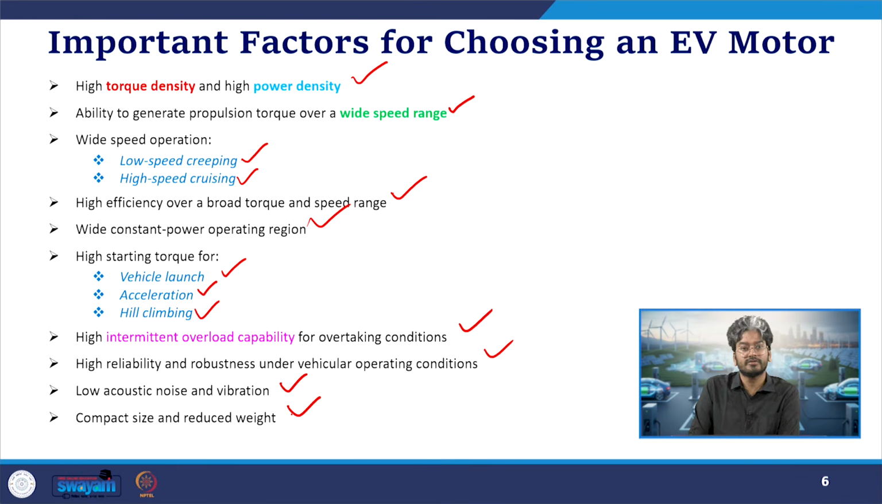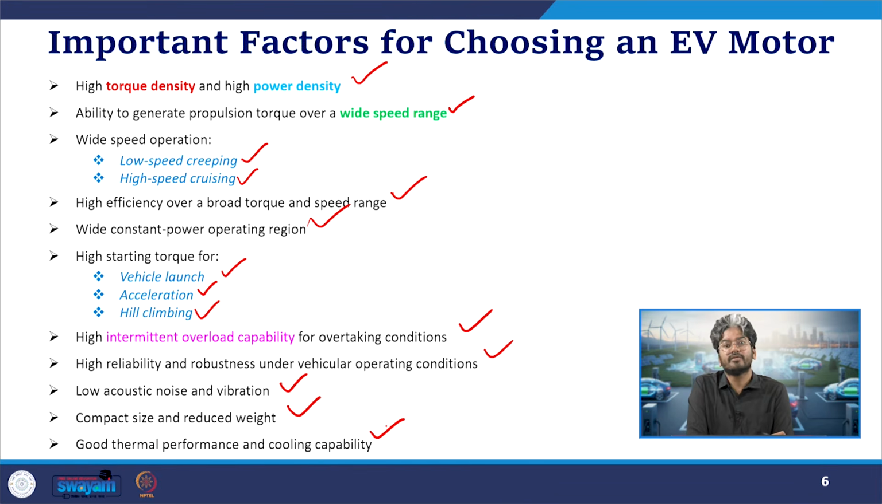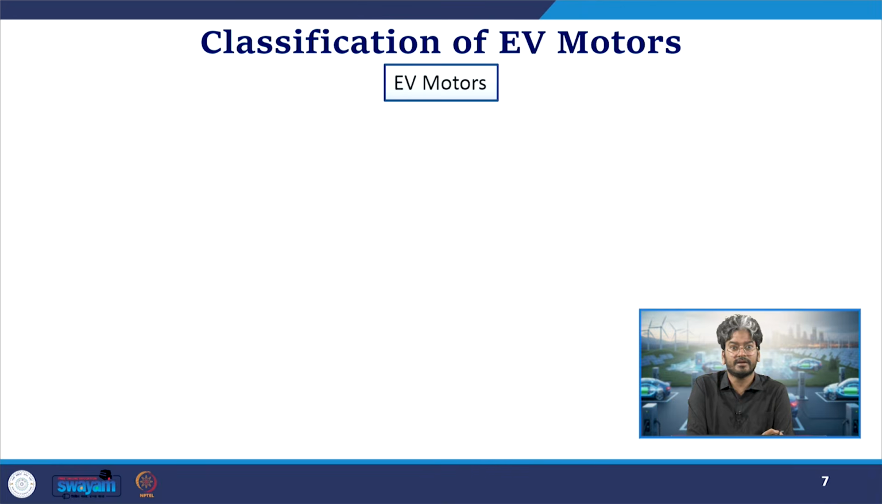Compact size and reduced weight. This is again in terms of torque density and power density. It should be as small as possible and have as little weight as possible, such that the vehicle will not be loaded because of the payload of the motor. Good thermal performance and cooling capability, because the vehicle will be moving. If the vehicle is moving for a longer time, it should still keep the temperature within the prescribed limit.